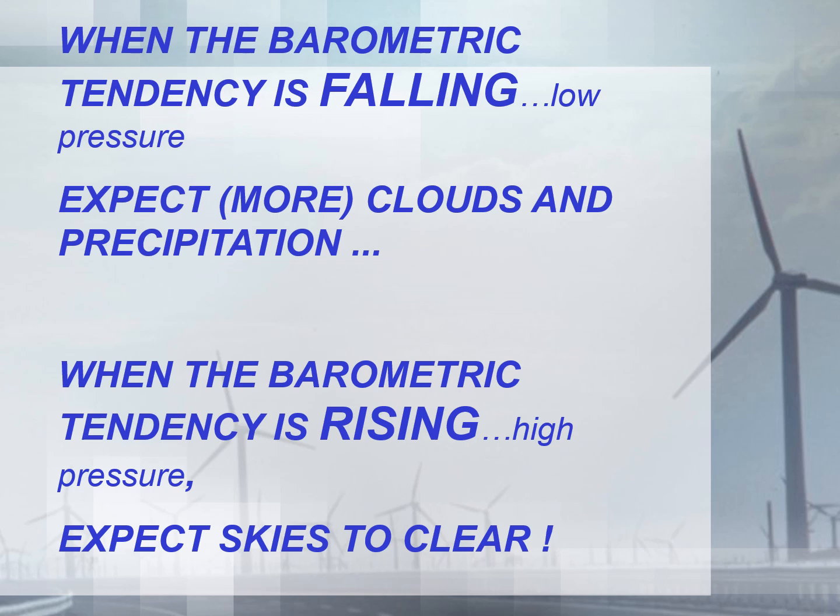All right, so going back to the whole mercury rising or falling thing, when the barometric tendency is falling, meaning the mercury is falling, low pressure is moving in. And what should you expect? You should expect cloud cover, nimbostratus clouds, and rain. When the barometric tendency is rising, or the mercury is rising, high pressure, skies will clear.